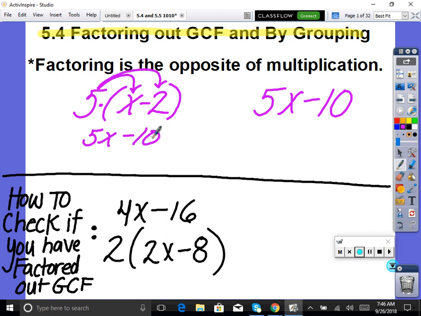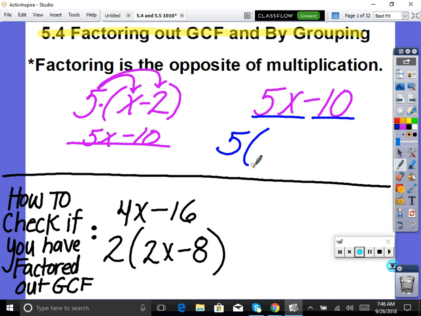Well, factoring is the exact opposite of that. It's starting here at 5x minus 10 and saying, what can I pull out? So what's in common in each term that I could pull out? There are 2 terms. To factor out something, it has to come out of each term. So what's in each term that I can pull out? 5. So I pull out a 5.